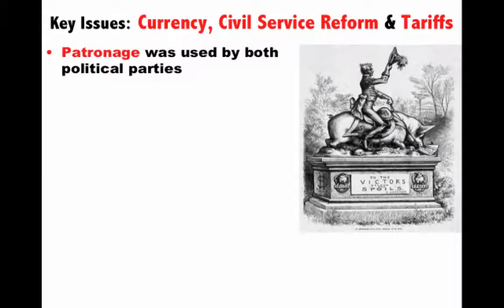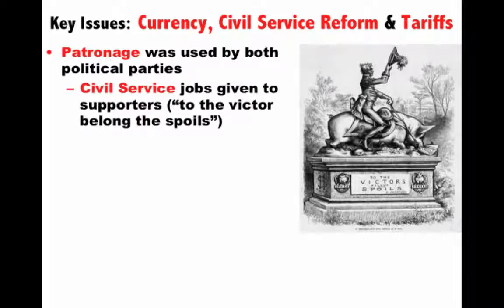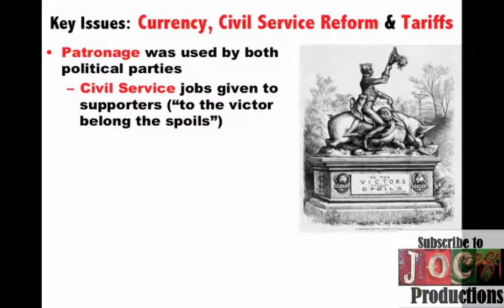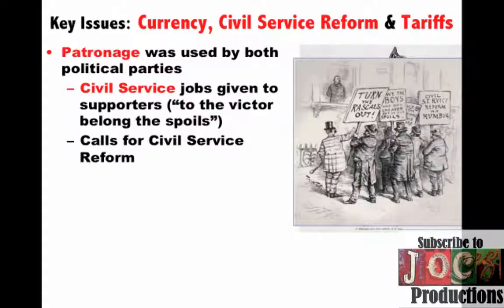Patronage was used by both political parties, and that all goes down to this idea that civil service jobs were given to supporters. To the victor belongs the spoils. We saw the spoils system talked about during the Jackson lecture, and there was growing criticism and calls for reform of the civil service. There was this perception that these people were very often corrupt and did not know what they were doing, and the only reason they got the job was because of loyalty. And so there were calls for people to reform that.